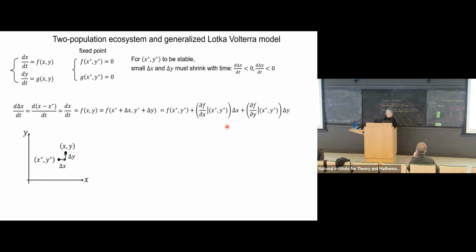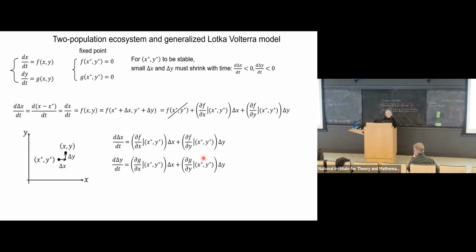Then we can do a Taylor expansion at the fixed point. So it's something like this, plus the partial derivative of f with respect to x evaluated at the fixed point times delta x, and similarly for delta y. And we know this is 0, because of the definition of a fixed point. So then we can rewrite this: d delta x over dt equals this times delta x and this times delta y. And then we can do an analogous equation here.